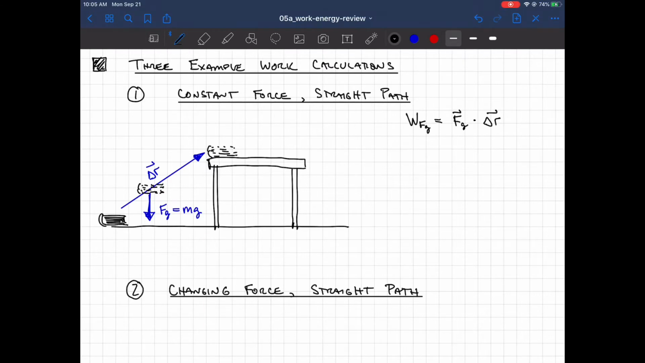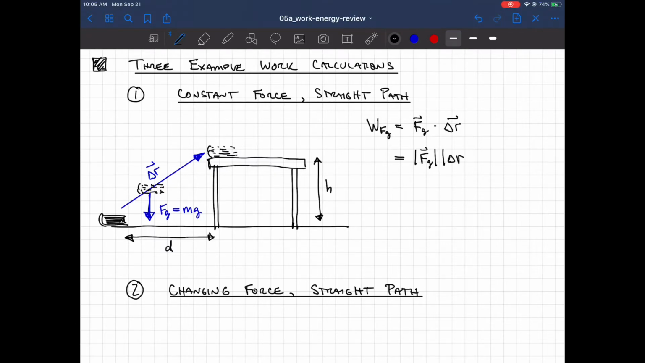Okay, now let's put some constants in here. Let's say that the table is of height h, and it's going to go over by a distance d, maybe. And let's try and figure this out. So the work done by the force of gravity is this, and that means that we have the magnitude of the force of gravity multiplied by the magnitude of delta r times the cosine of the angle between the force of gravity and the delta r vector.